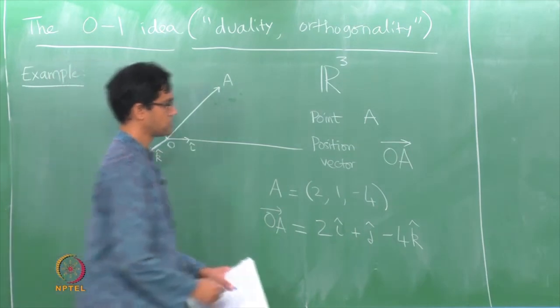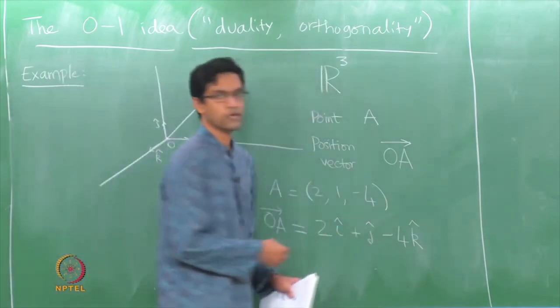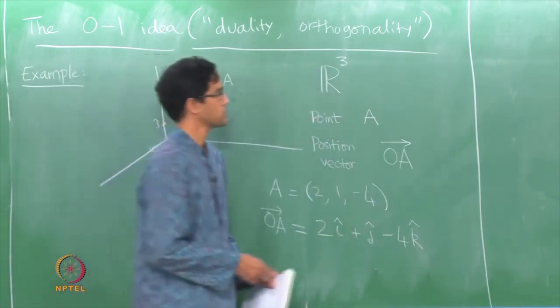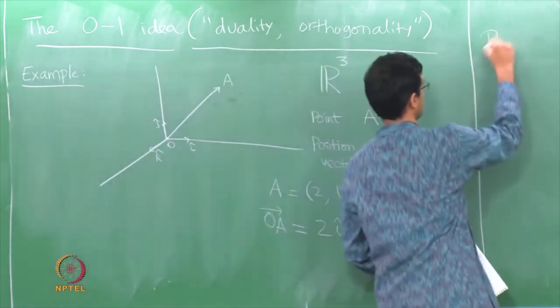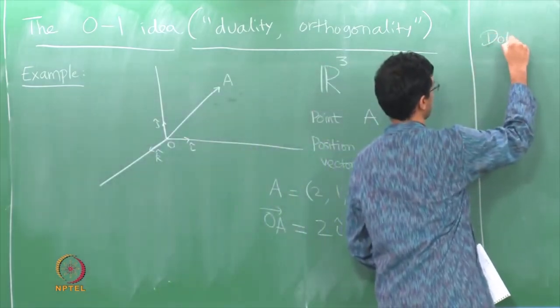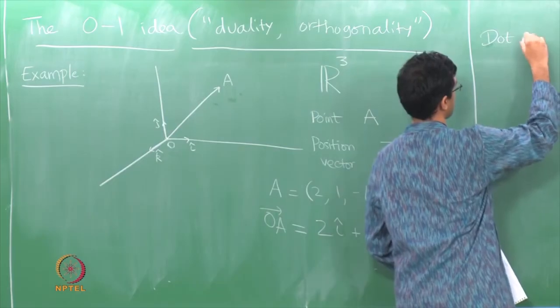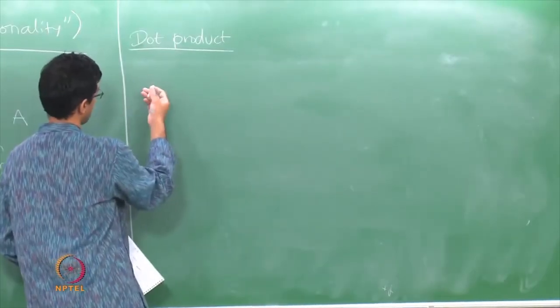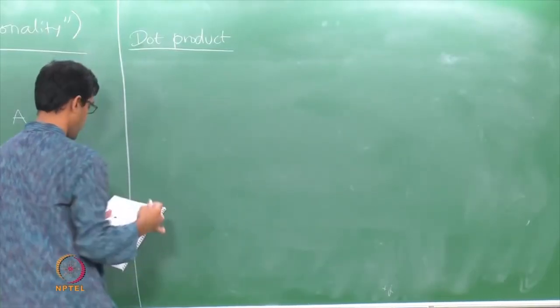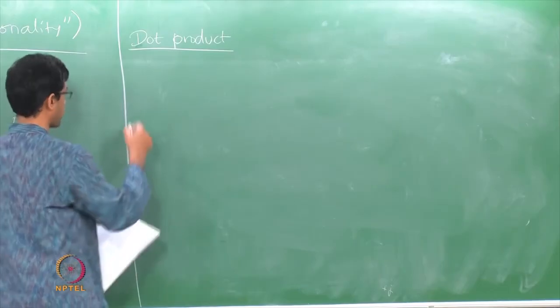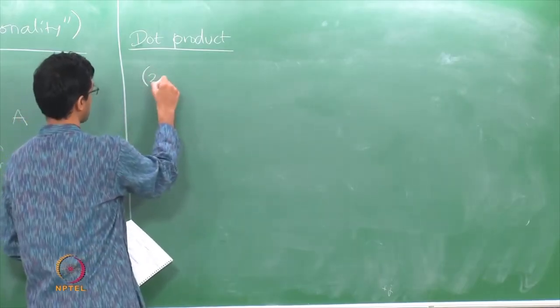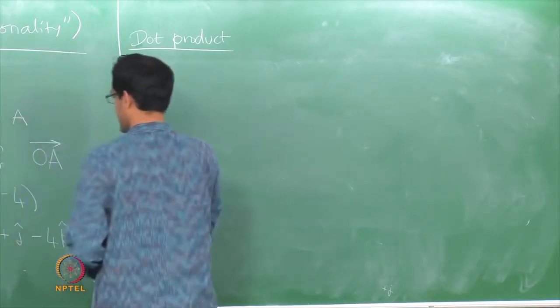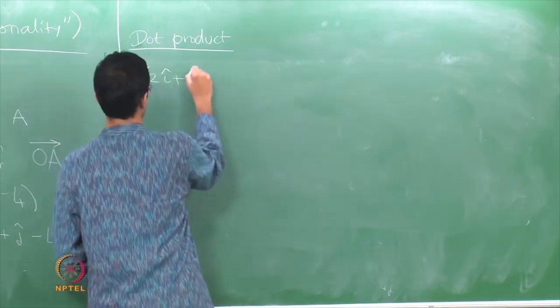Now, there are natural operations that one can perform on vectors. There are two of them called dot and cross product. For now, let's just recall what the dot product of two vectors meant. Let's do it by example. Suppose I have a vector, let's take the one that we wrote down, 2i plus j minus 4k.